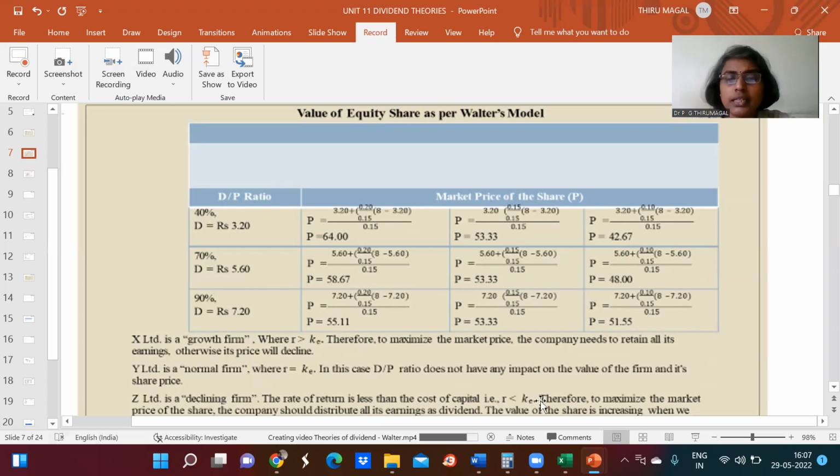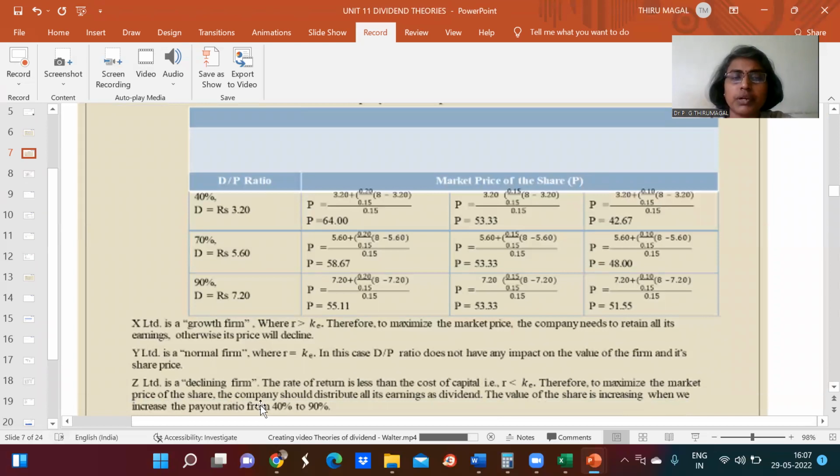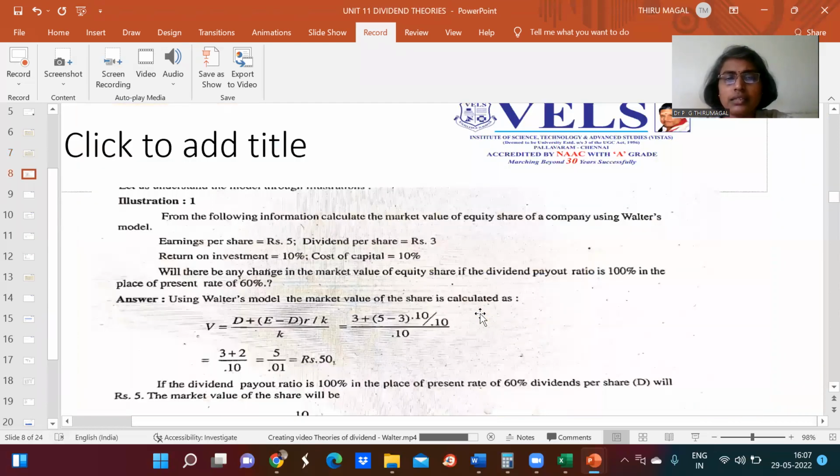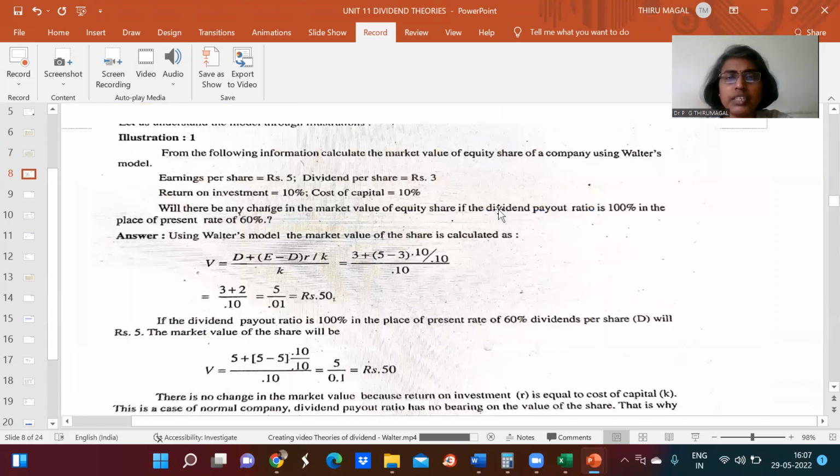The rate is less than the cost of capital. That is, R is less than K. So therefore, to maximize the market price of share, the company should distribute all its earnings as a dividend. So the value of share is increasing when we increase the payout ratio from 40% to 90%. So this is proved by Walter's model, that is dividend relevance theory. Then the same thing we can prove with the help of this problem also.